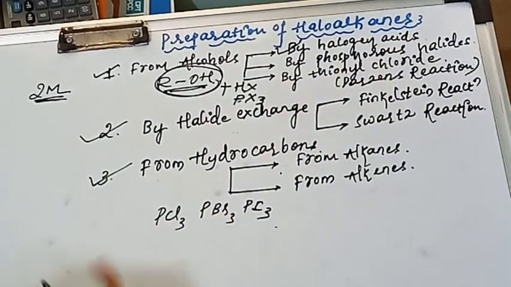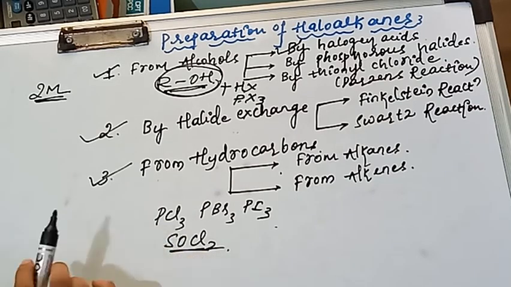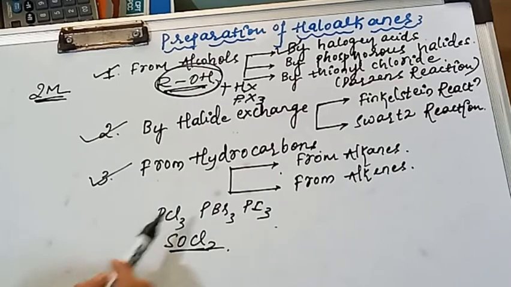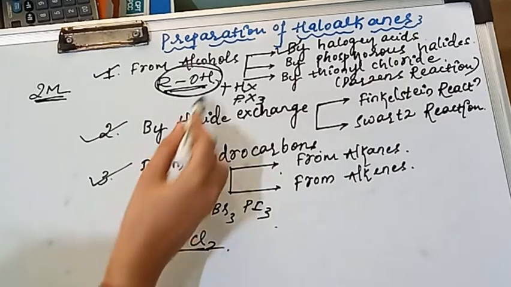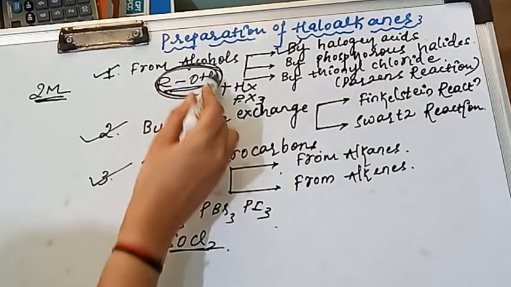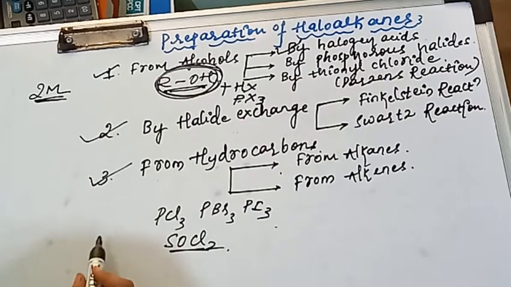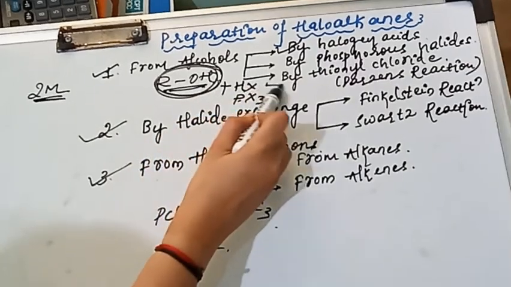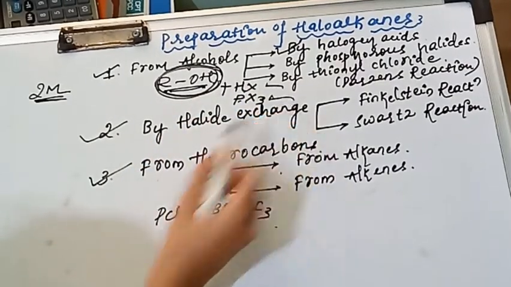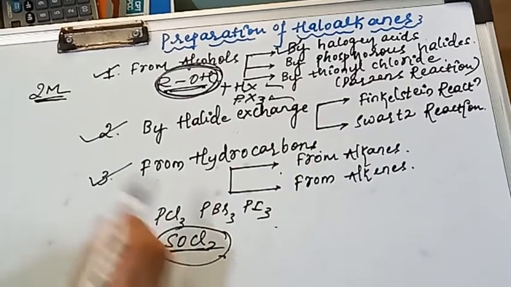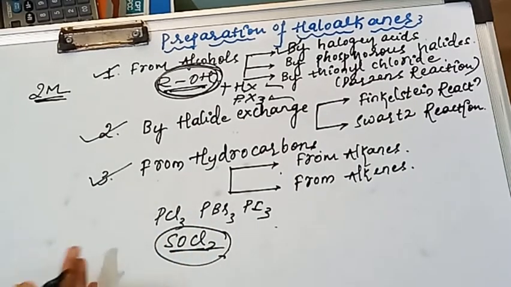The third one is by using thionyl chloride. Thionyl chloride, the molecular formula is SOCl2. This reaction is called Darzens reaction. Okay, this is from alcohols. For all these three reactions, the alcohol, that is ROH, is common. So by using HX, by using PX3 and by using thionyl chloride, you can prepare the haloalkanes.